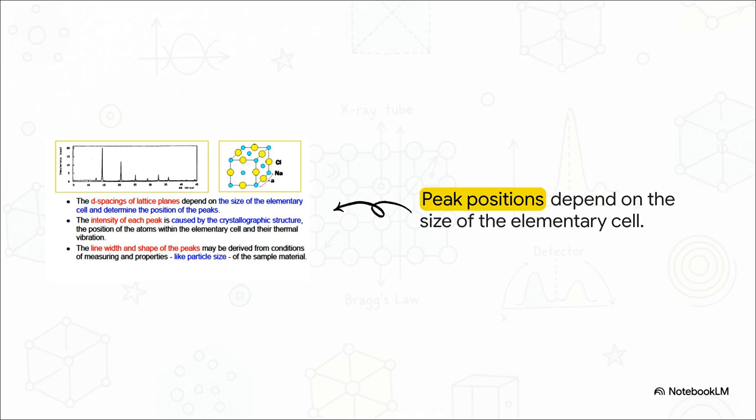The exact positions of those peaks along the horizontal axis give us the D spacing, which tells us the overall size of the atomic rooms inside the crystal. Meanwhile, the height or intensity of each peak tells us exactly how the individual atoms are arranged inside those rooms. It's pretty amazing when you think about it.